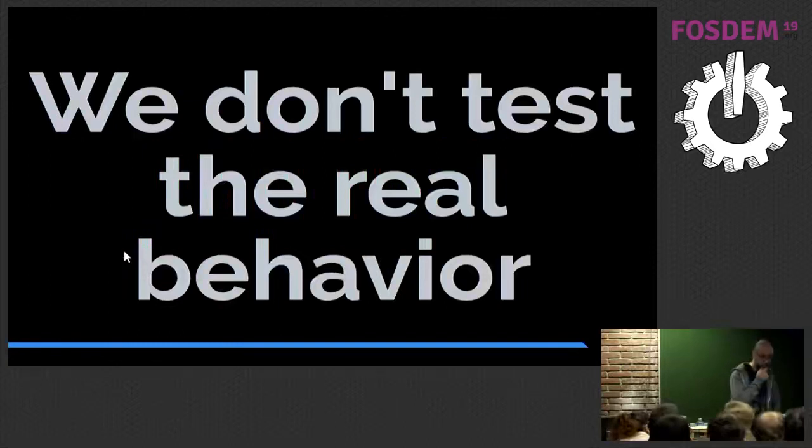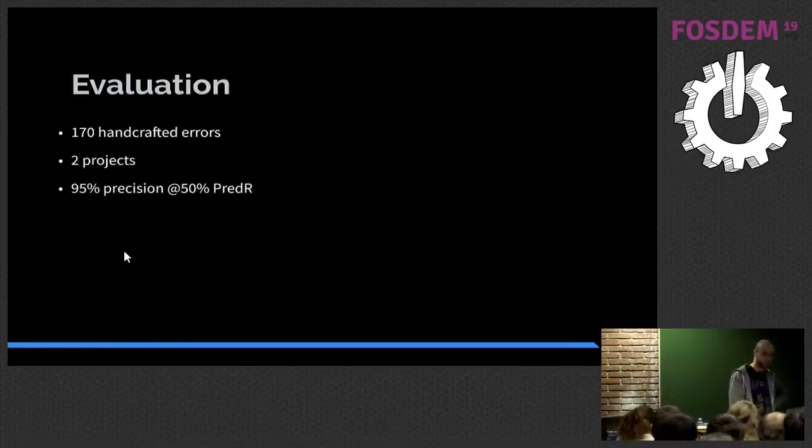But the problem with this evaluation is that we don't really test how users interact with your system, and this is important. Validation has nothing to do with the real usage. So we have another approach for evaluation where we added 170 handcrafted formatting errors to JavaScript projects, and we saw how we fix them. And we have 95% precision at 50% prediction rate.